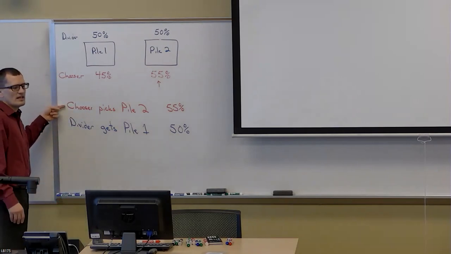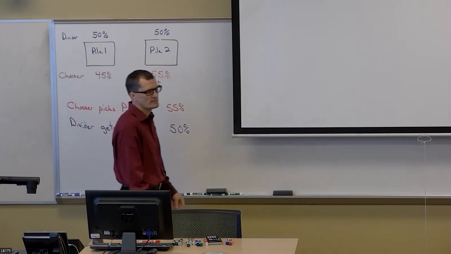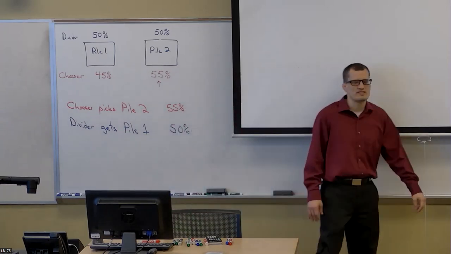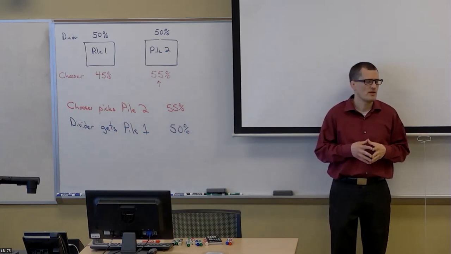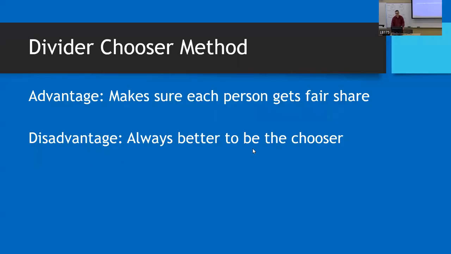So it's always better in the divider chooser method with two people to be the chooser. Does that make sense? So the chooser is in the better overall position. So while it does guarantee a fair share, it's always better to be the chooser in these divider chooser methods. So the divider chooser method is all right. It's better to be the chooser, obviously, but other than that, it does guarantee a fair share.